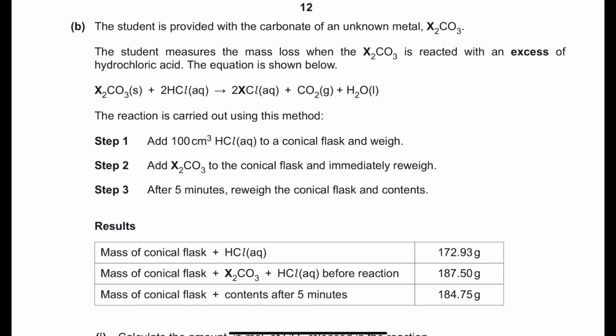Moving on here with part B, and we're going to be looking at the other metal the student is trying to identify. This time, the student is provided with the carbonate of the unknown metal, and it's got the formula X2CO3. The student measures the mass loss when the carbonate is added to an excess of hydrochloric acid, and here's the equation below. The reason that there's going to be a mass loss over the course of this reaction equation is because there's a gas released here of CO2. And so the mass that gets lost over the course of the reaction equation is going to be CO2 that's kicked out in the reaction.